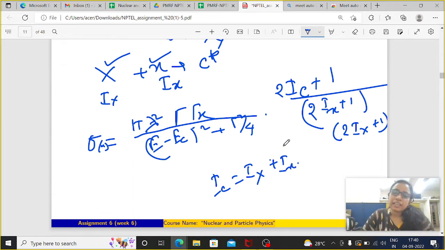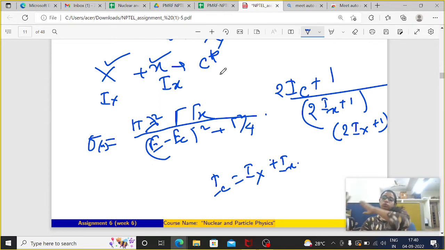If I have any particle which has spin, let's say capital Ix, and the projectile which has spin small ix, then when it forms a compound nucleus, the spin of the compound nucleus will be Ic, which is capital Ix plus small ix, and the cross section for the whole process will be (2Ic plus 1) divided by (2ix plus 1) into (2Ix plus 1) into pi lambda bar square gamma x divided by (E minus Ec) whole square plus gamma square by 4. That type of expression will be there for the compound nucleus cross section, only for the formation of the C star. I am talking right now about the formation of C star because sigma x is there.